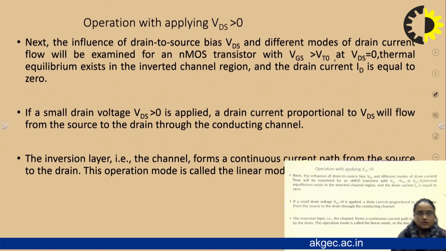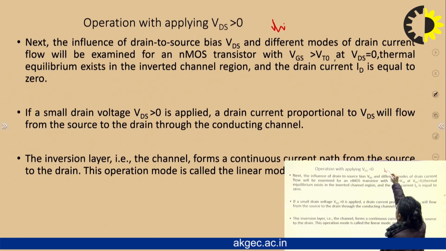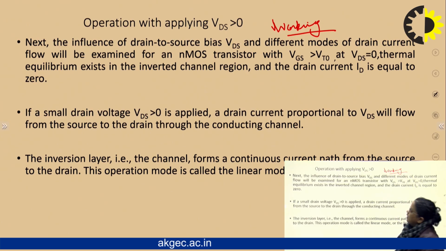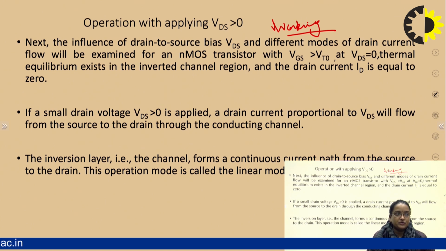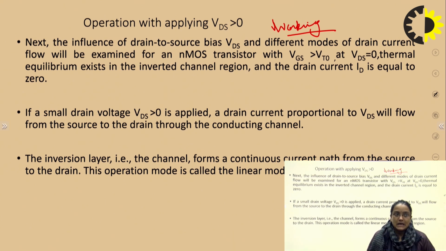Next case, which also comes under the part of working: operation when VDS, that is the drain to source voltage, is more than 0. The influence of drain to source voltage and different modes of drain current flow will be examined for an NMOS transistor when VGS is more than the threshold voltage.